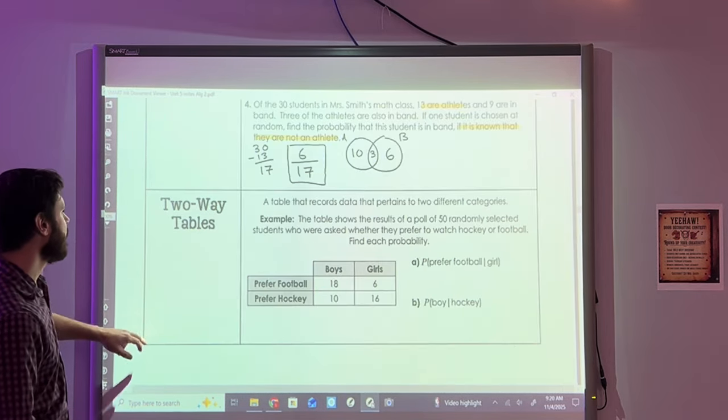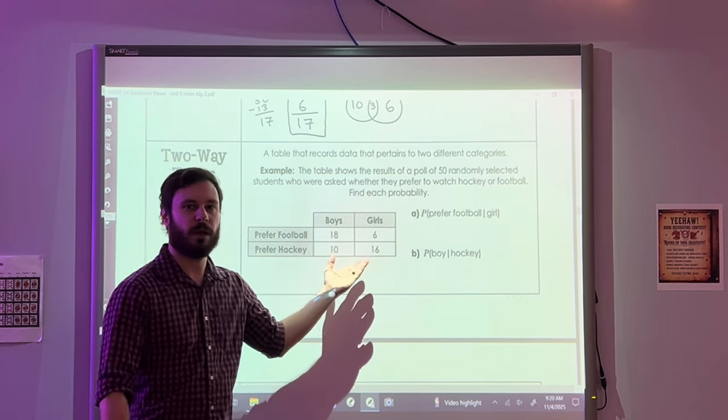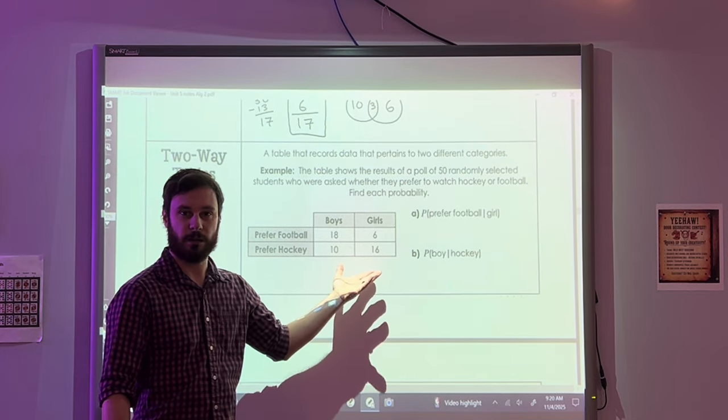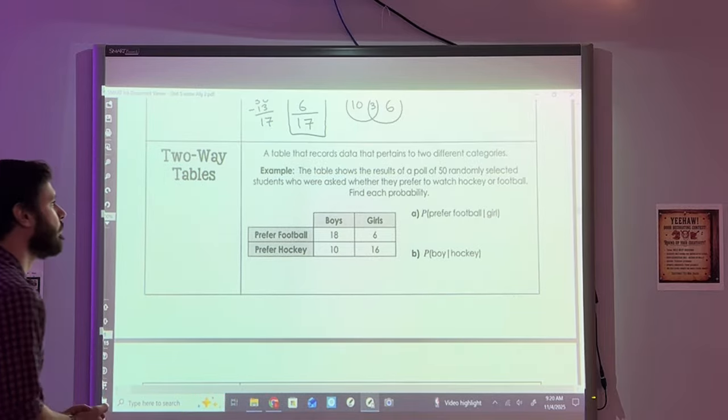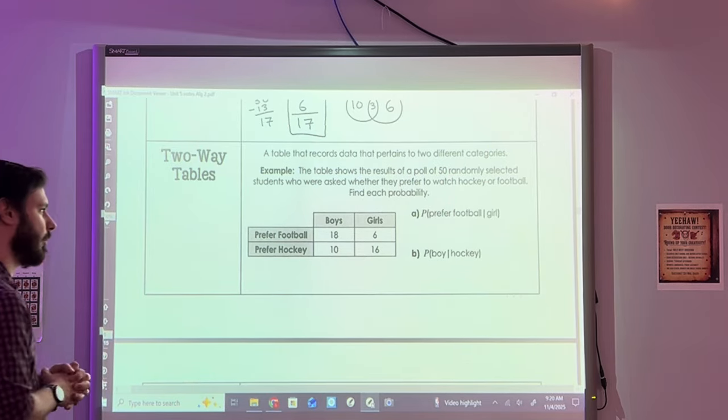Okay, so now we're talking about two-way tables. A two-way table is just a different way to organize different groups of data and represent them visually. The table shows the results of a poll of 50 kids randomly asked if they prefer to watch hockey or football. Find each probability.